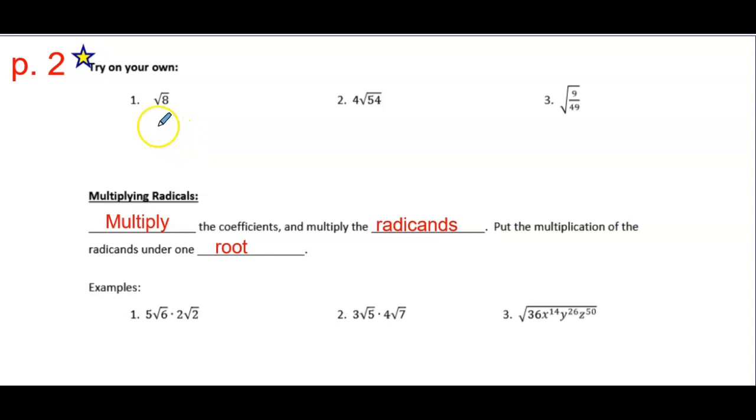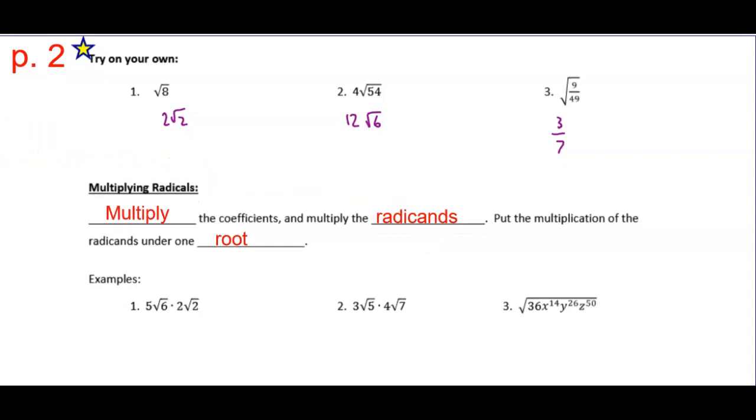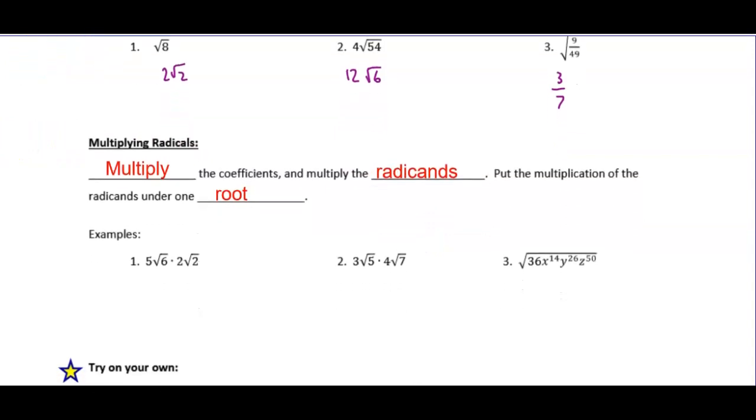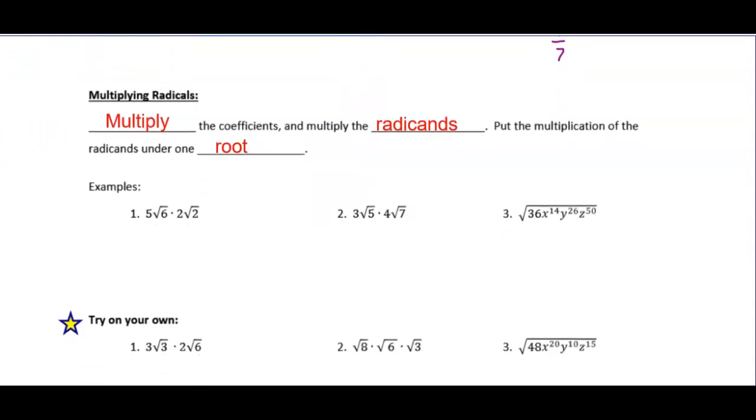All right, what we should end up with as final results here are 2 root 2, 12 root 6, and 3/7. All right, and on the future ones, I will ask you to pause and do those again. So do try that. It does help to know whether you're getting it or not.